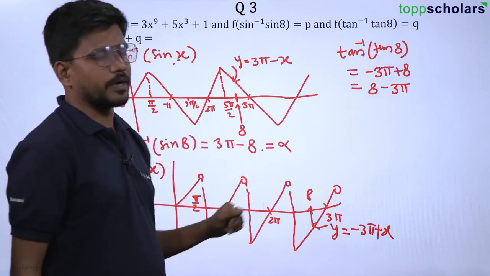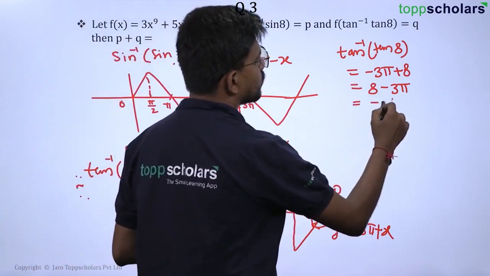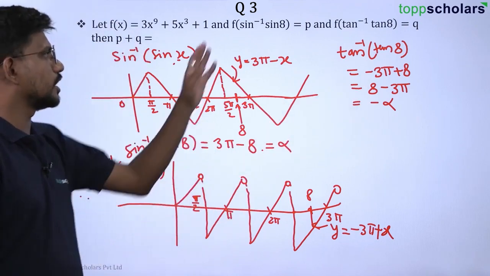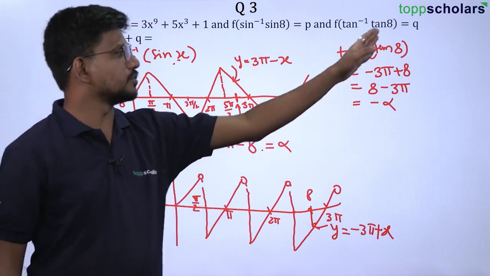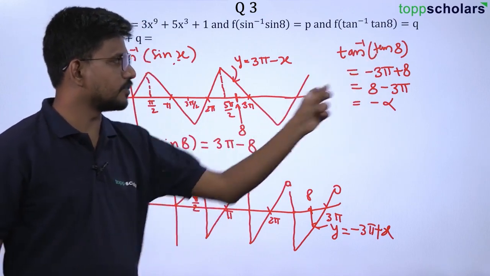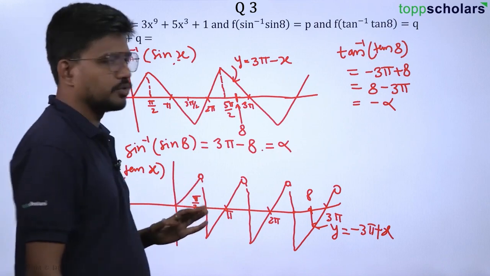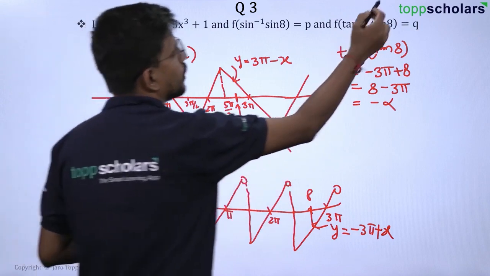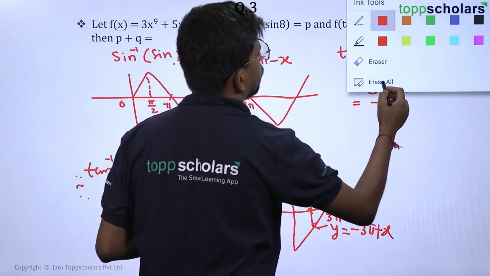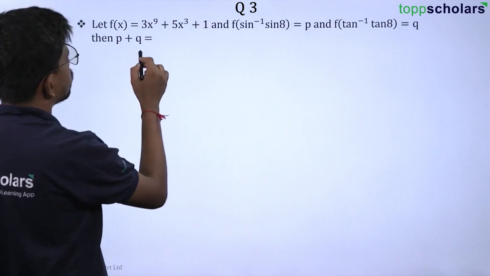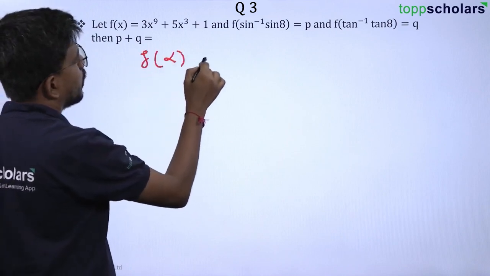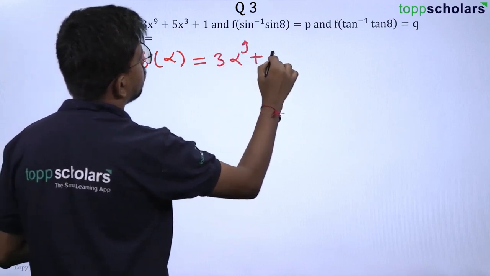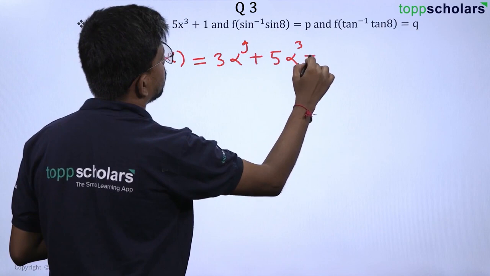Then 8 minus 3 pi has to be equal to minus alpha, right, because they are exactly negatives of each other. So we got sin inverse of sin 8 as alpha and tan inverse of tan 8 as minus alpha, because this is 3 pi minus 8 and that is 8 minus 3 pi. You can take a screenshot if you want to, because we will have to erase this part. So erasing this part, we got f of sin inverse of sin 8 as f of alpha, and that is coming out to be 3 alpha raised to 9, 5 alpha raised to 3 and plus 1.